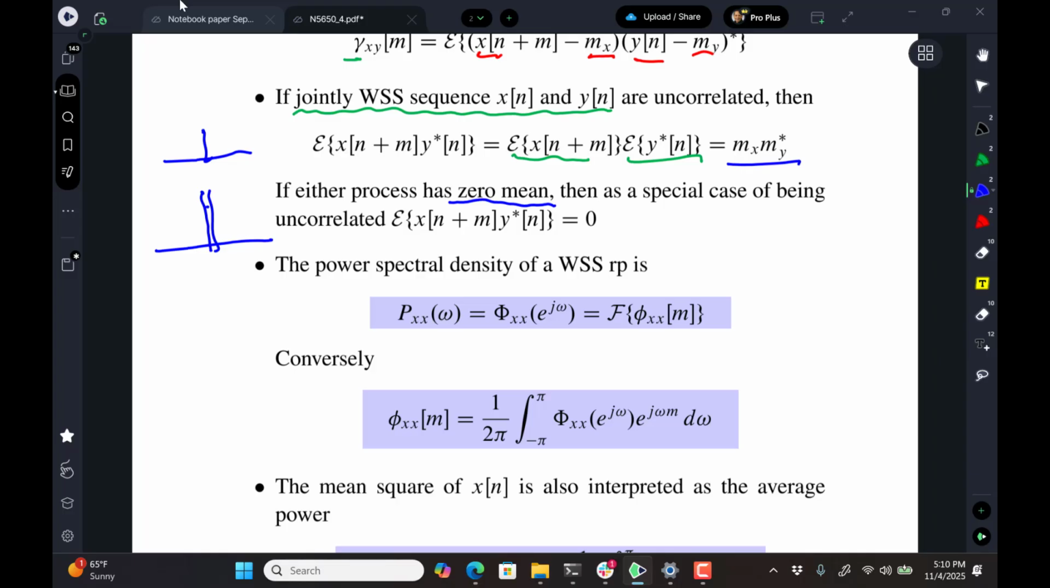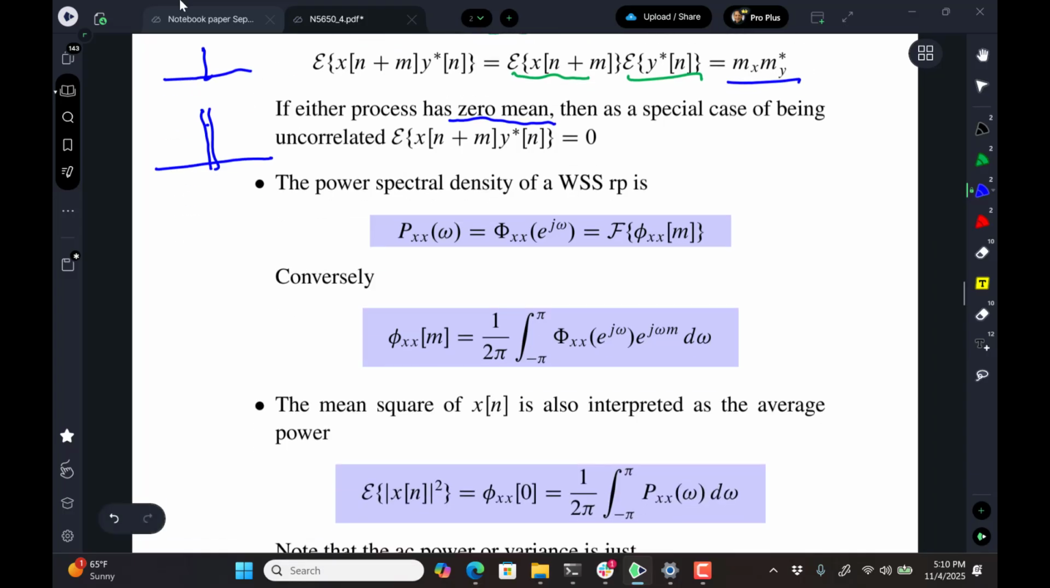So the last thing that we have is what about the power spectral density? We've had the spectrum of a deterministic signal, but when we have a random process, we not only have its autocorrelation, we also have its power spectral density. And they're related by the Fourier transform. So if we have an autocorrelation function of a random process x with itself, then we get the power spectral density of that process.